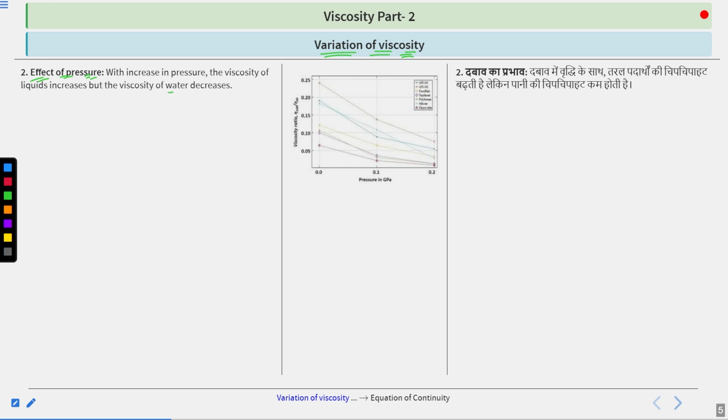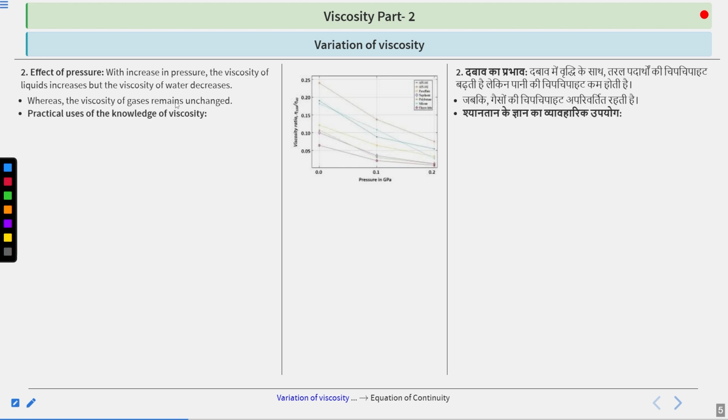But water, which is also a liquid, is again a contradictory case, because while other liquids increase in viscosity with increase in pressure, water decreases in viscosity with increase in pressure. Water is the only liquid which has the capacity to decrease the viscosity with increasing pressure, whereas the viscosity of gases remains unchanged. So we could say if we are having the case of gases and we are increasing the pressure, the pressure will have no effect on the viscosity of gases because it is unchanged.